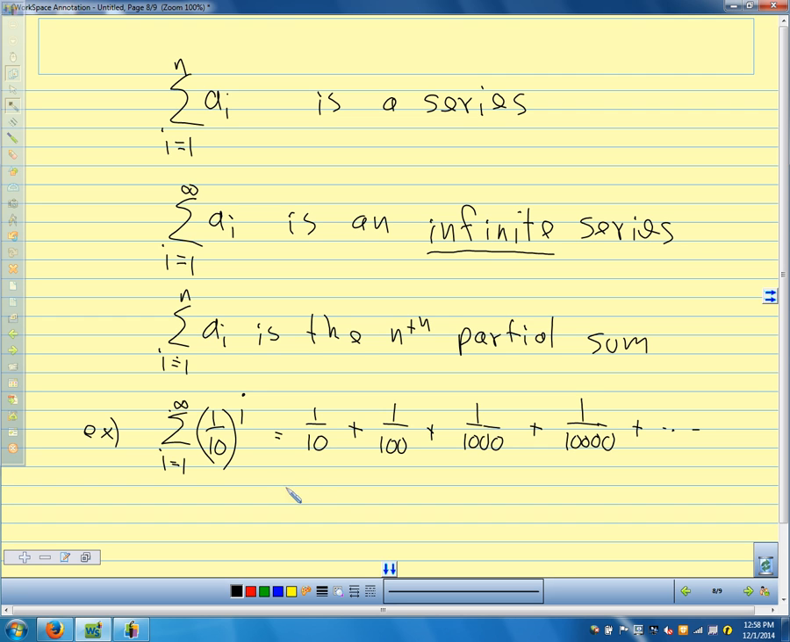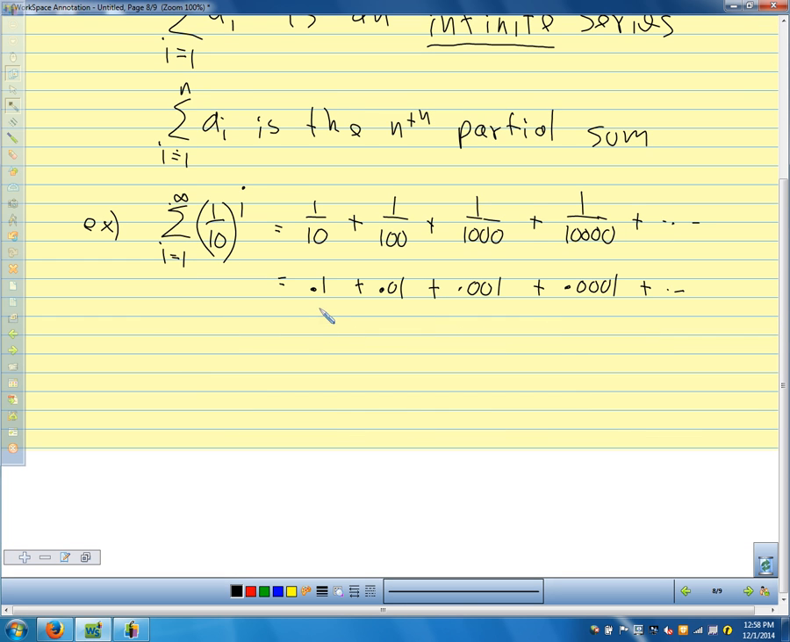What's 1/10 as a decimal? 0.1. 1/100th as a decimal? 0.01. 0.001. If I add up 0.1 plus 0.01 plus 0.001 plus 0.0001, what do I get? 0.1111. 0.1 repeating. So if we add up an infinite number of powers of 1/10, we get the repeating decimal 0.11111.